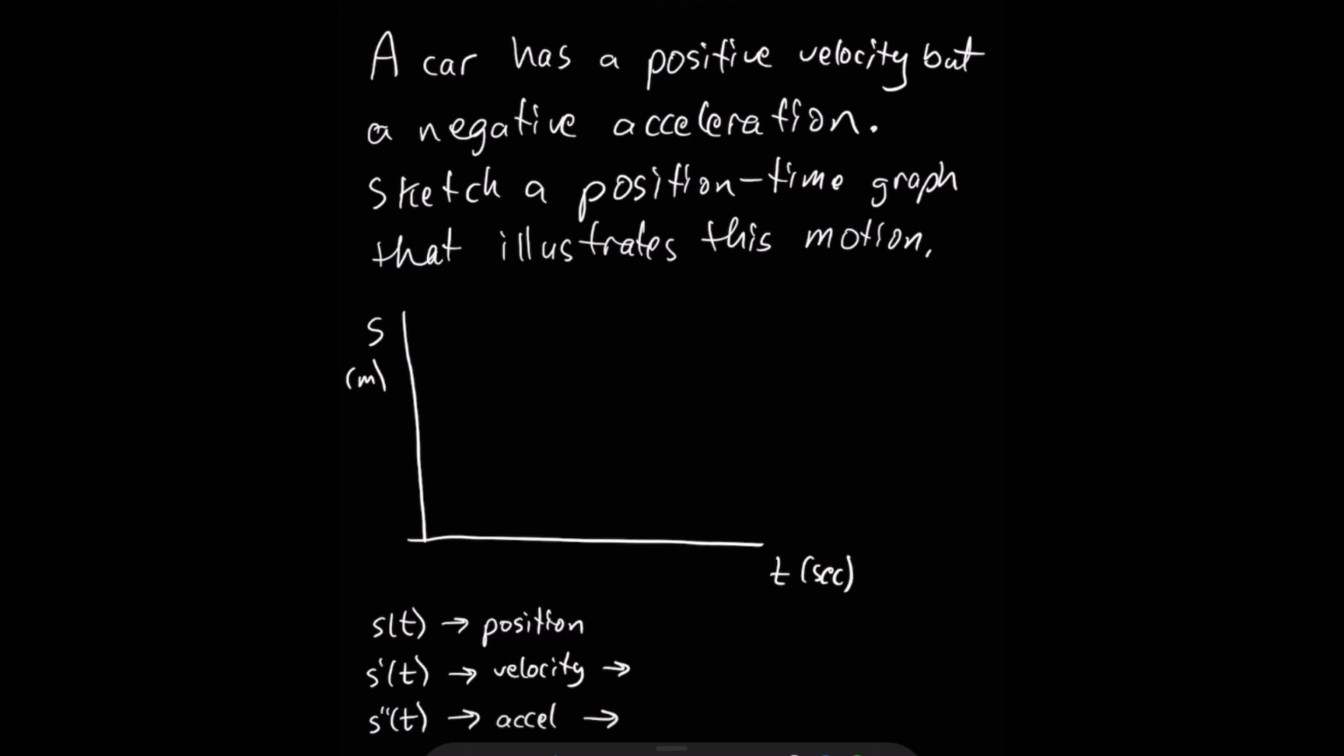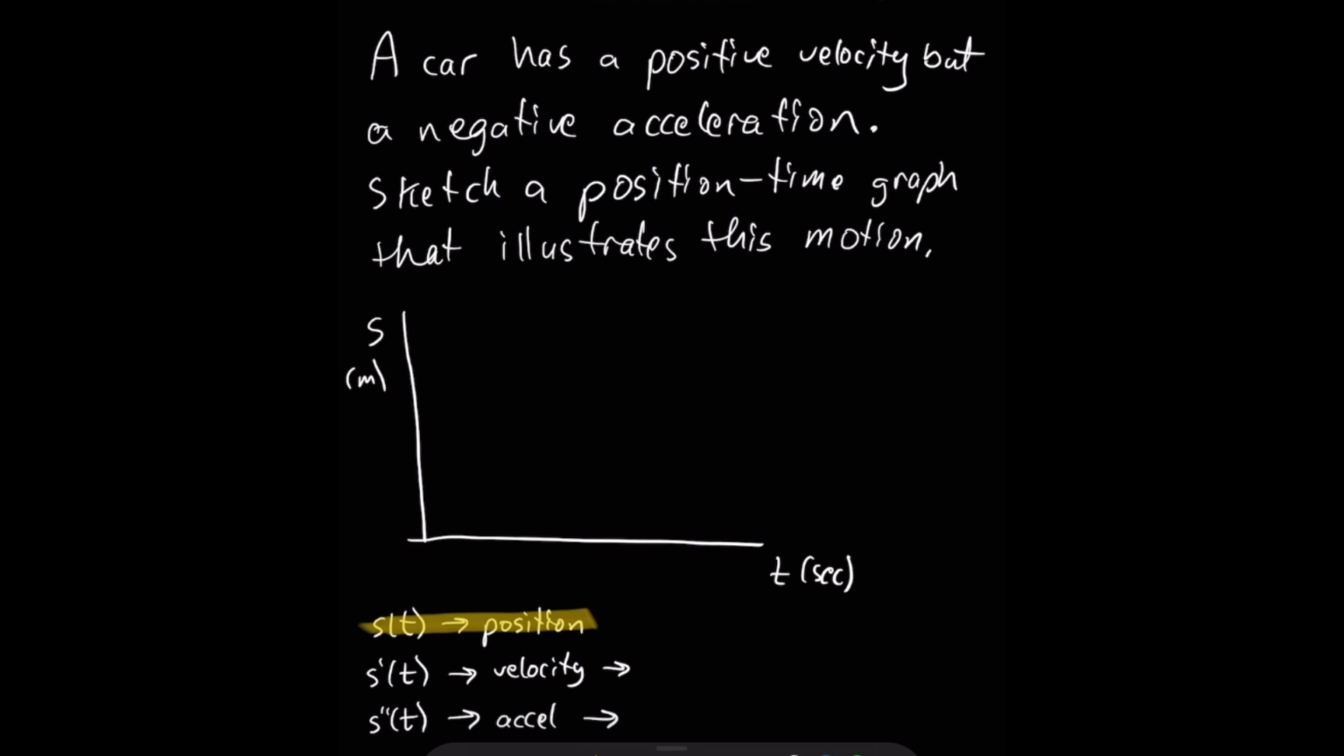In our example question here, we are told that a car has a positive velocity but a negative acceleration. Sketch a position time graph that illustrates this motion. So in the first case, we're just dealing with our original function here, s of t, position time, and this is a position time graph. And I don't know anything about the position and time yet, so there's nothing really to do there.